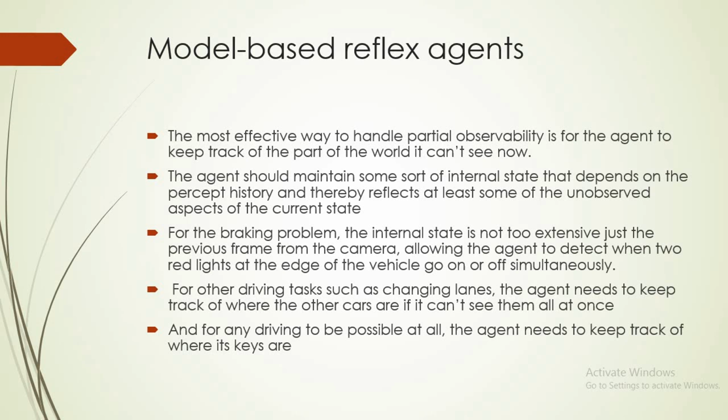The most effective way to handle partial observability is for the agent to keep track of the parts of the world it cannot see now. The idea is to improve accuracy over the simple reflex agent we described before. So the agent should maintain some sort of internal state that depends on the perceived history, thereby reflecting at least some of the unobserved aspects of the current state.